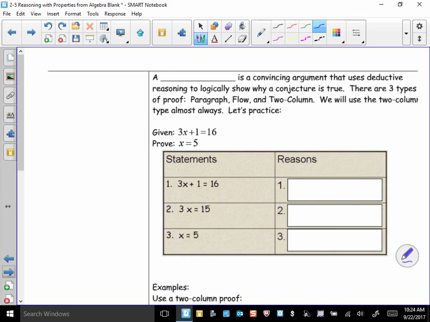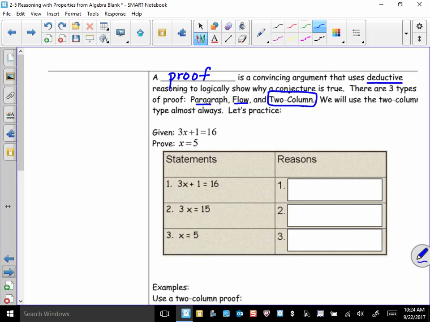What is a proof? A proof is a convincing argument that uses deductive reasoning. Remember, we're not going to use inductive reasoning, which makes an argument based on patterns. We're going to use deductive reasoning that uses facts and given statements to logically show why a conjecture is true. There are three types of proof. You can have a paragraph proof, a flow proof, or a two-column proof.